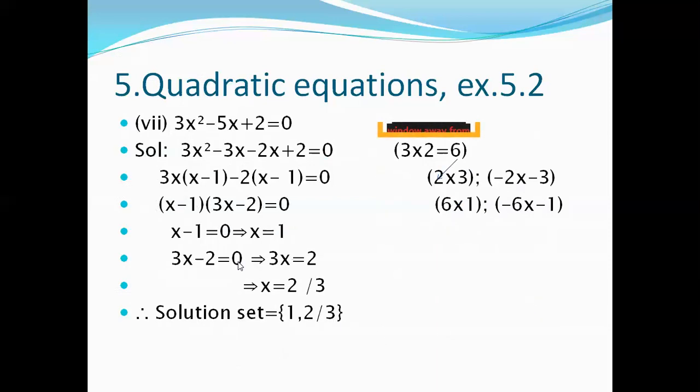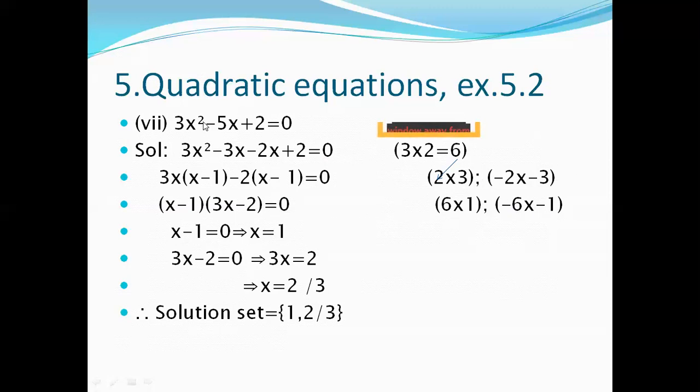Now, second sum. Factorize 3x square minus 5x plus 2 is equal to 0 by splitting the middle term only. Again, same procedure. Take the coefficients of the first and the last terms and multiply them. Here coefficient of x square is 3 and here the last term is 2. So 3 twos are product is 6. How many ways we can write 6? That is 2 into 3, 6. And minus 2 into minus 3 also gives you 6. And 6 into 1 is also 6. And minus 6 into minus 1 is also the product plus 6.